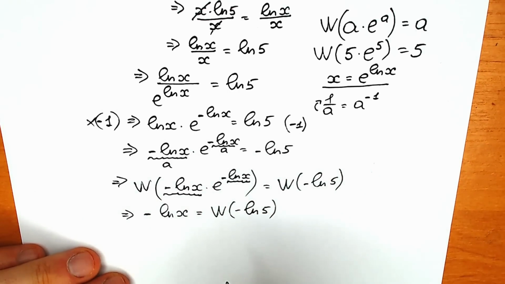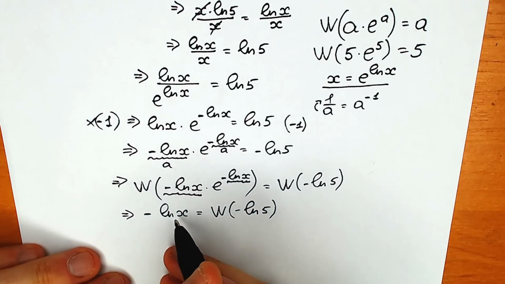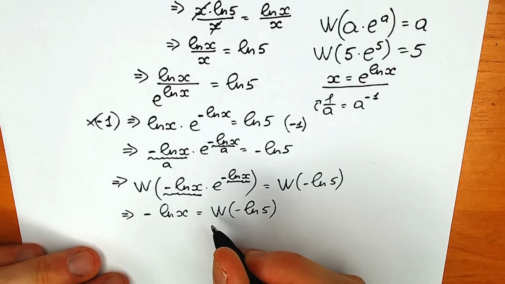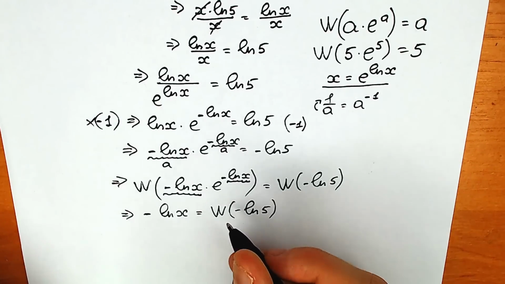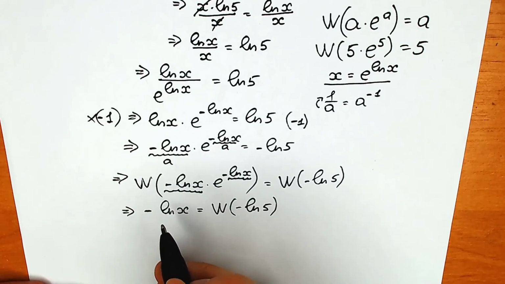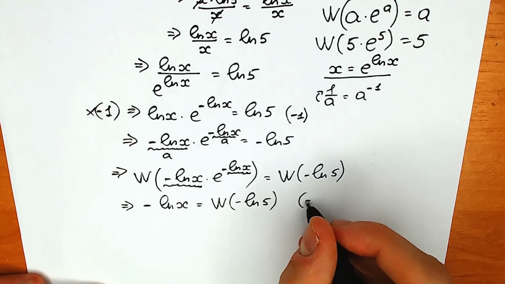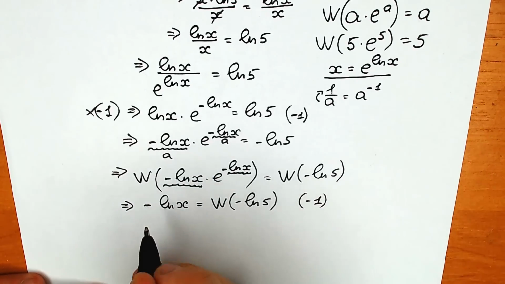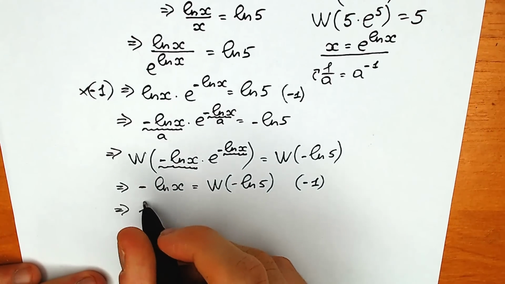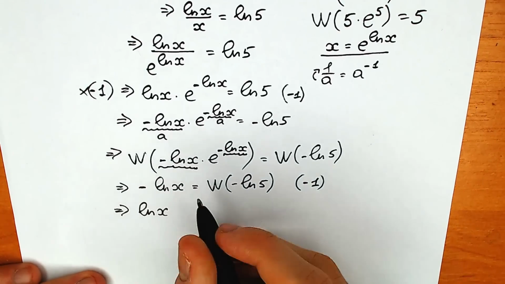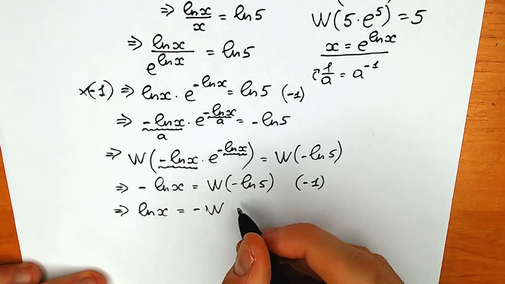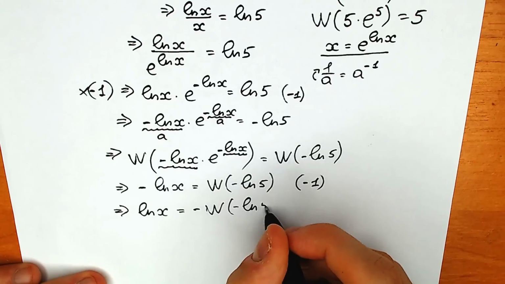Really great. And right now let's find our x, because don't be scared about this right side. This is our constant. We are talking about the Lambert W function of a constant, which is also a constant. So right now let's find our x from here. First of all, let's multiply both sides by minus 1, because we have minus natural log x. When we multiply it, we have only natural log x on the left side, equal to minus Lambert W function of minus natural log 5.